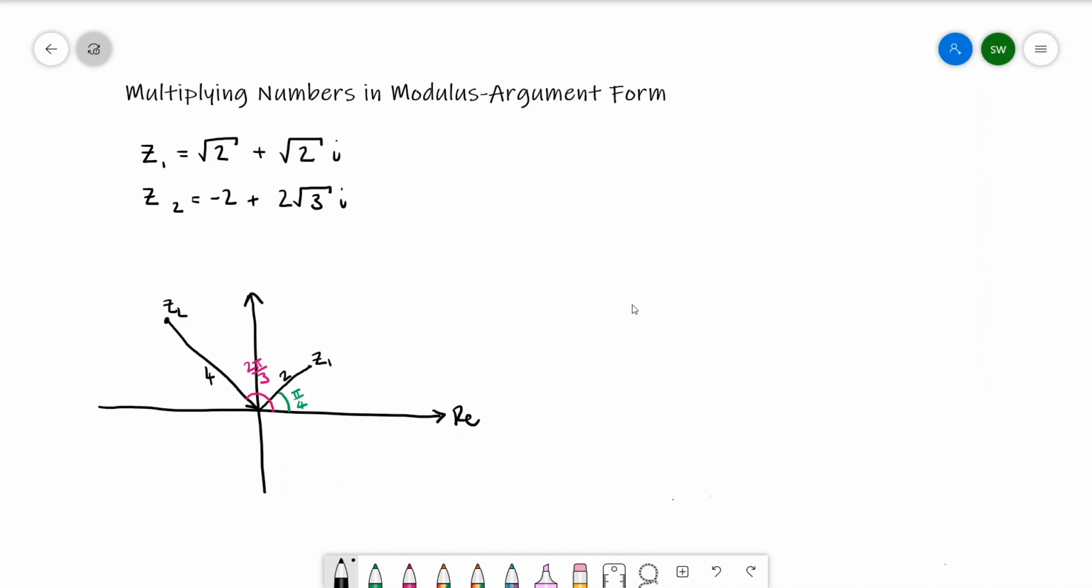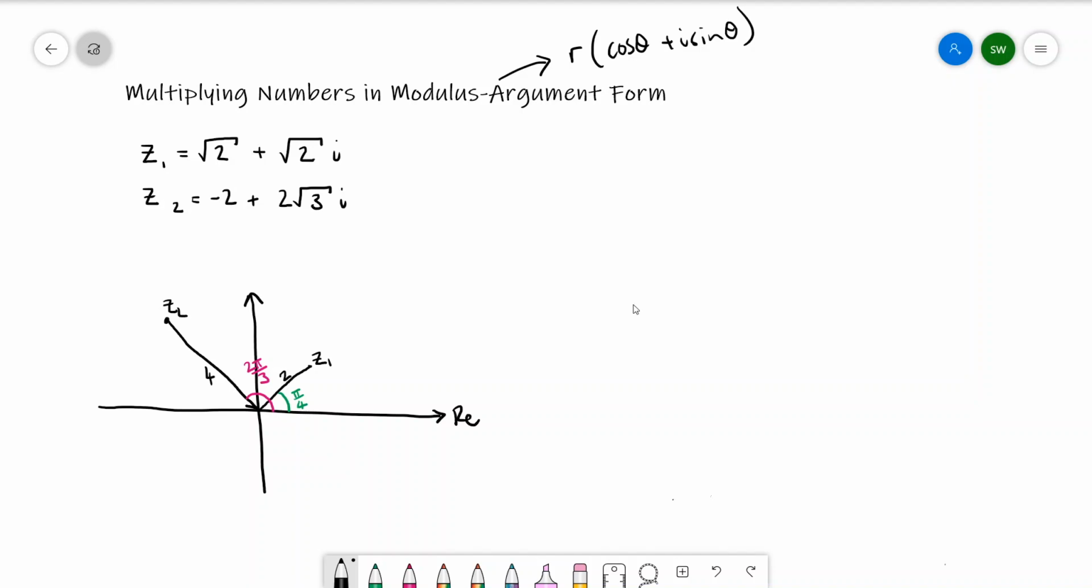In the last section, you saw that you can write any complex number in modulus argument form. All you need to do is work out the modulus and the argument of the complex number and then write it in this form: r (cos theta plus i sine theta), where r is the modulus and theta is the argument of the complex number.